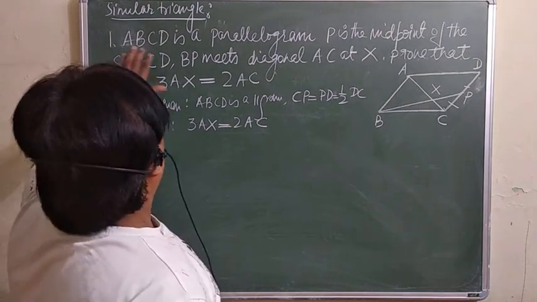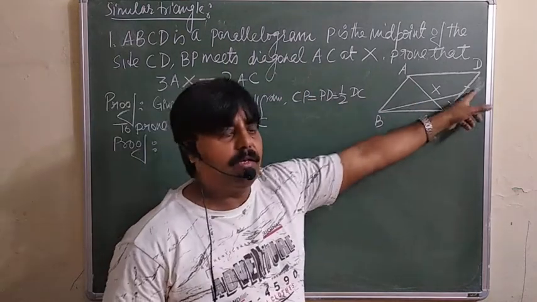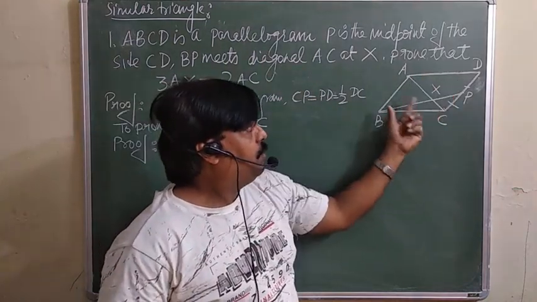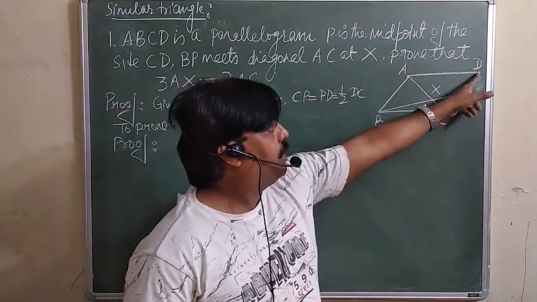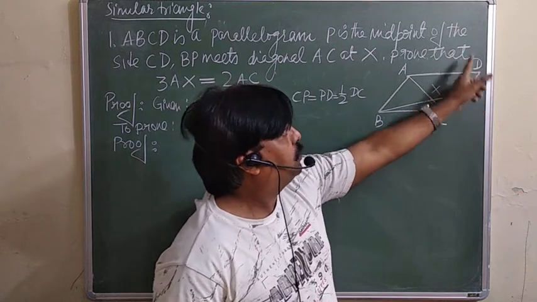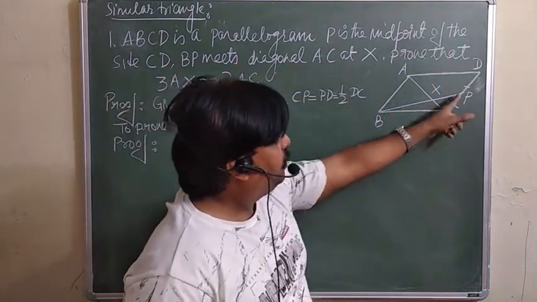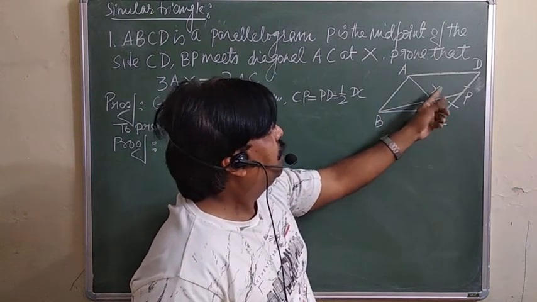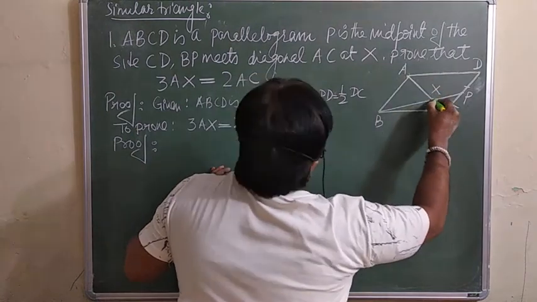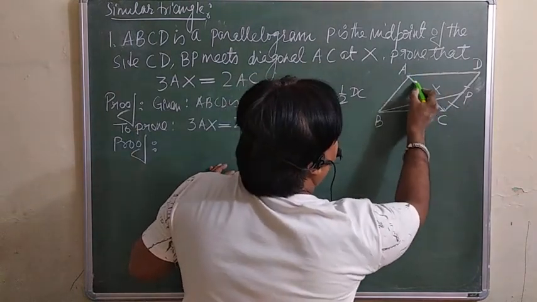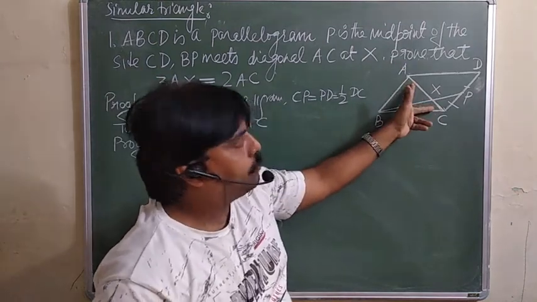Yes. Now the question is, ABCD is a parallelogram. This is given. It means their opposite sides will be equal and parallel. P is the midpoint of CD, that is CP is equal to PD, already given. And BP meets the diagonal AC at the point X. We are supposed to prove that 3 times AX is equal to 2 times AC.